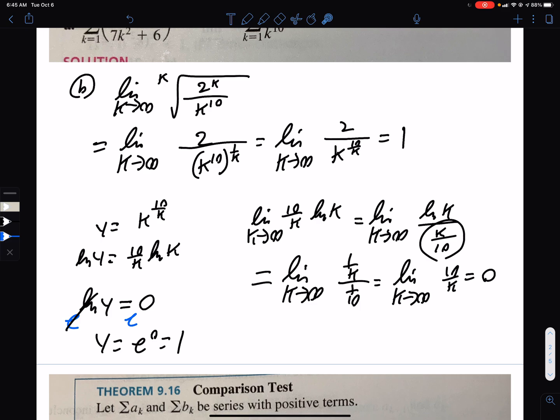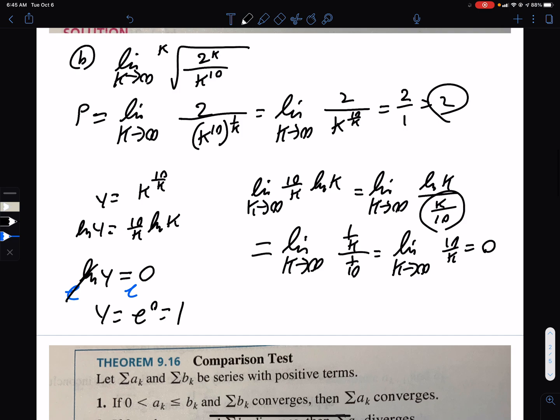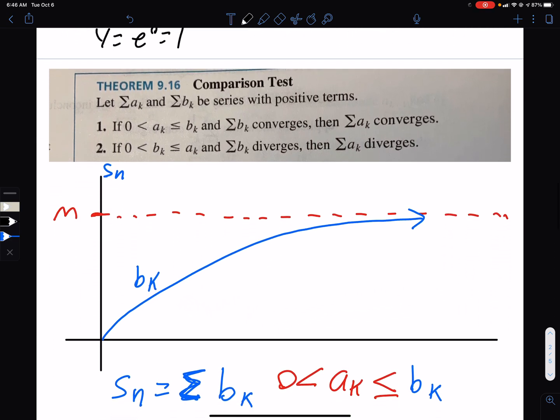The bottom equals 1. The top, okay, let me erase this. The side work we did is just that. The bottom equals 1. The top is 2. So our R, or rho, equals 2. It's greater than 1. Therefore, it diverges. Therefore, our series diverges. Okay, there's our conclusion. Let's keep going. We have 2 more tests to do.